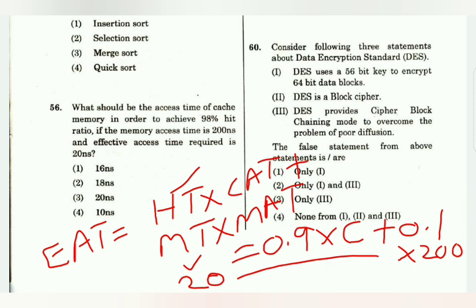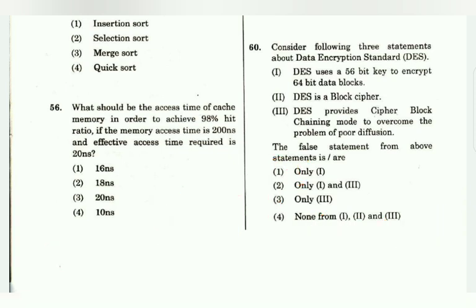So here the hit ratio is 98%, that is 0.98, into the cache access time, and the miss ratio is 0.02. Now if you simplify the given equation, you will get the answer.